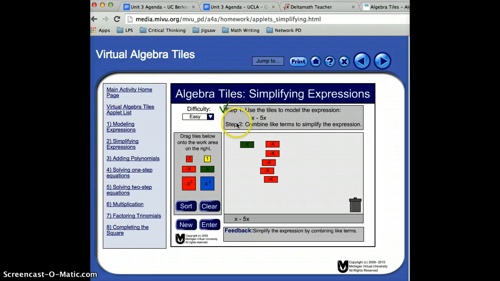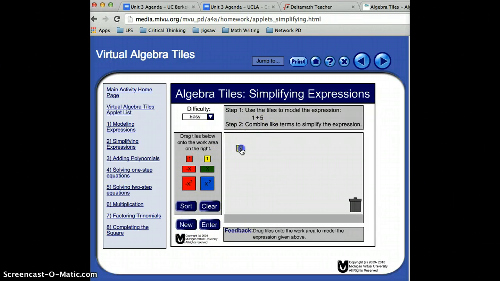And then I can go to step 2, which is to combine like terms to simplify the expression, right? So I'm going to bring like to like, just like earlier we did this, right? If I bring these two together, there are 0 pairs, so they disappear. I have no other 0 pairs left. Therefore, my final answer is negative 4x, right? And if I'm correct, the machine will tell me down here, correct, click new to try another problem. So I'll click this. Oh, easy peasy.